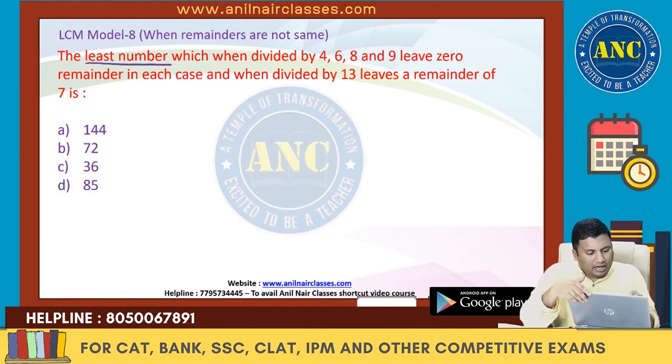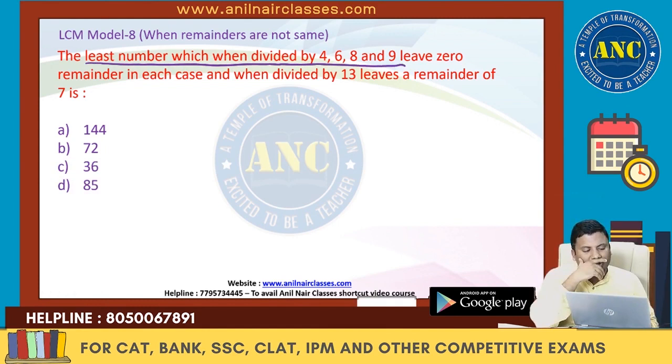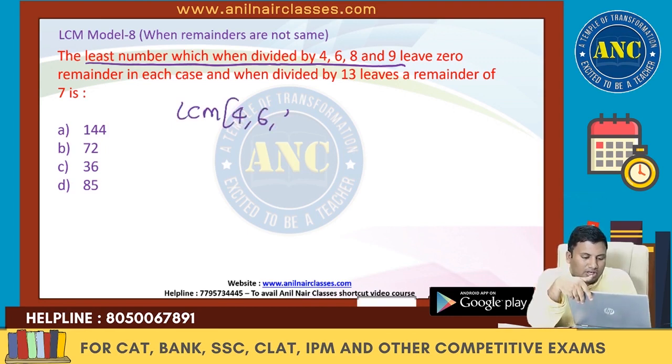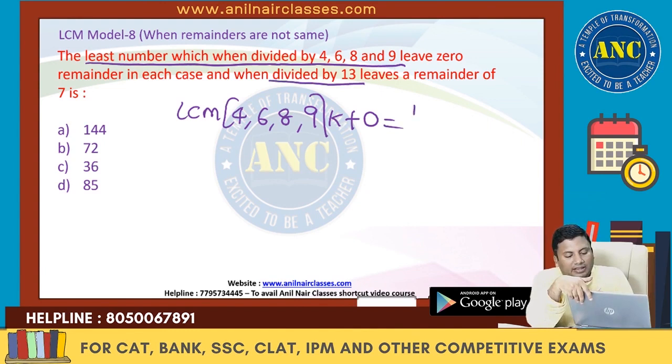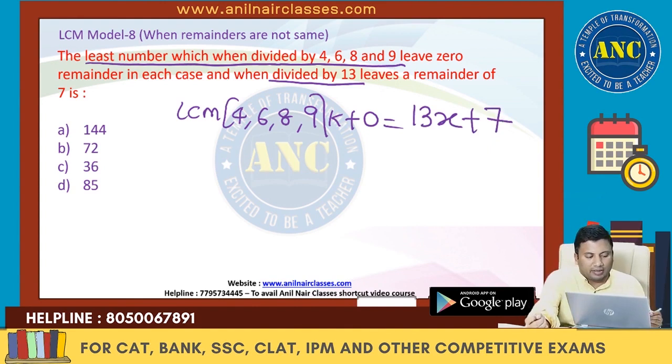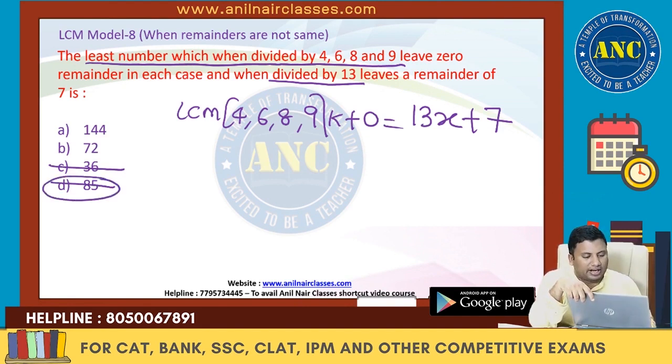The least number which when divided by 4, 6, 8 and 9 leaves 0 remainder. There is a number which is divisible by 4, 6, 8 and 9. It gives a 0 remainder. And when divided by 13, it gives a remainder 7. Because it's a very small number, you can check it out. 13 2s are 26, remainder 0. 13 6s are 78, remainder 7, you are getting it.